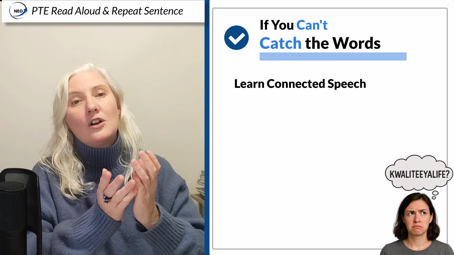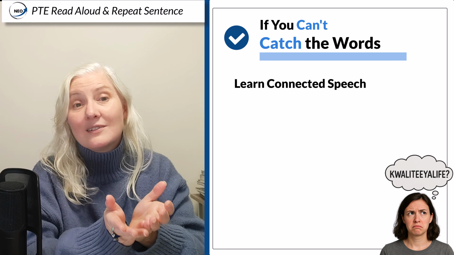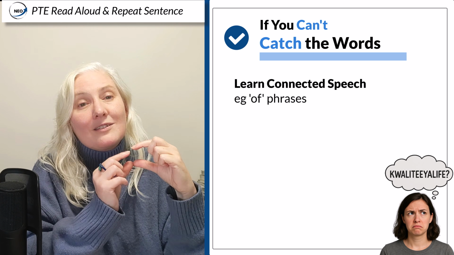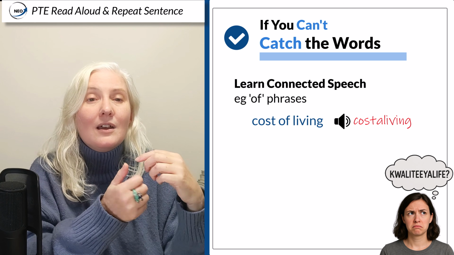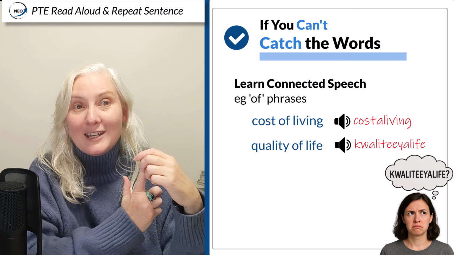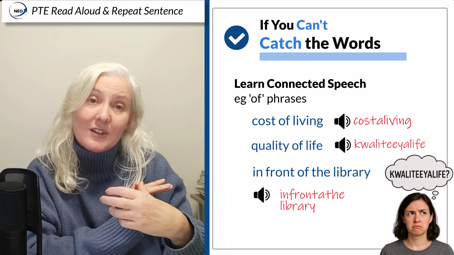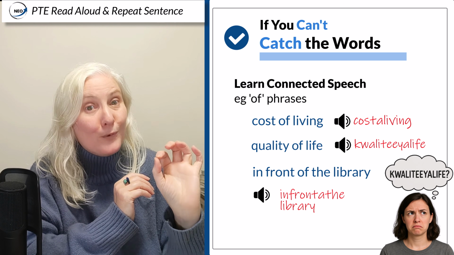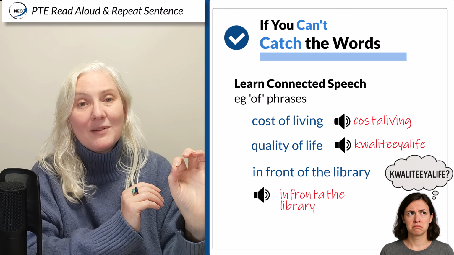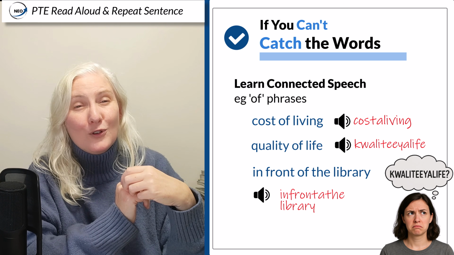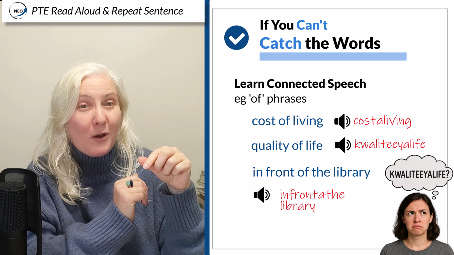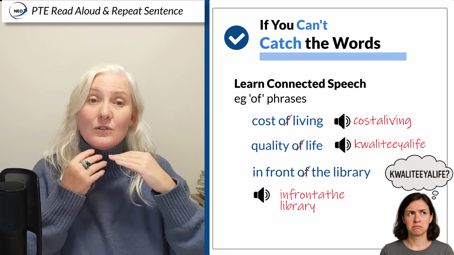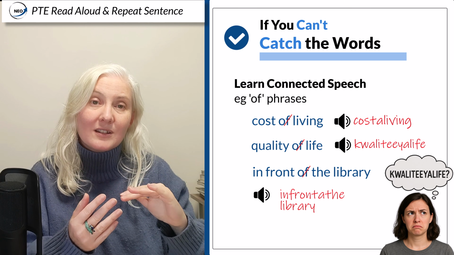So there are a lot of academic phrases. PTE loves academic phrases. There are a lot of those phrases with of in the middle. Cost of living, quality of life, in front of the library. All really, really common phrases you will find in PTE academic. And if you don't realize that we drop the V sound in of, it can be very difficult to catch it and to reproduce the sentence correctly.